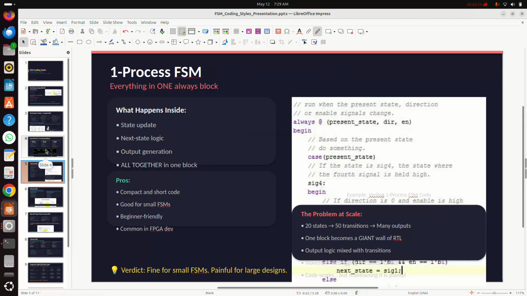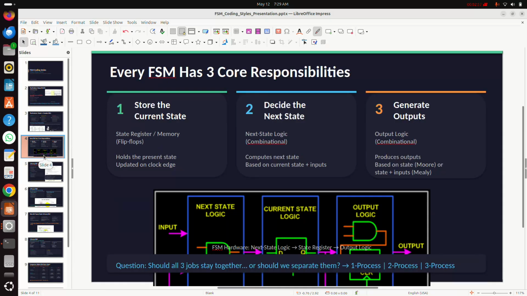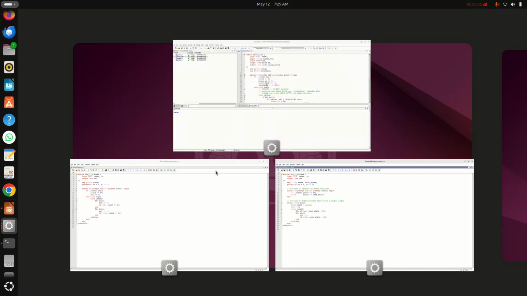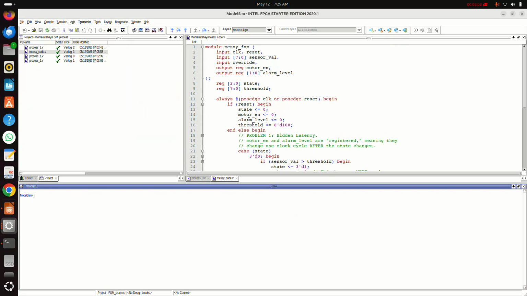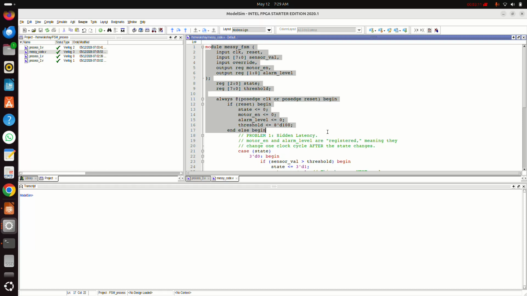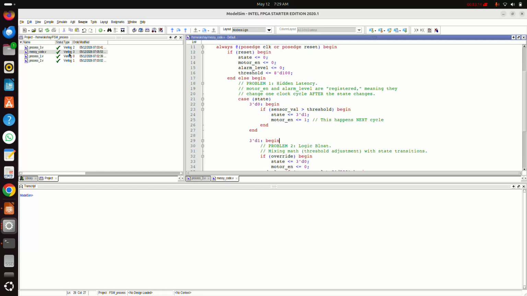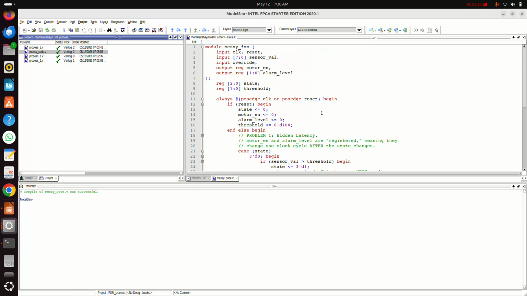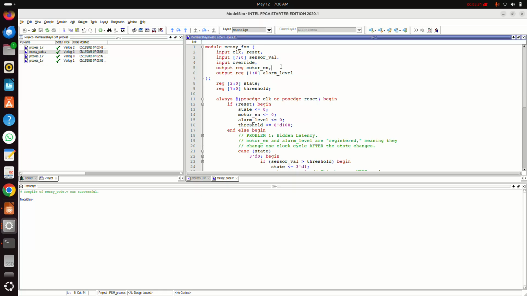There are three types of FSM. Okay, but before that, let us understand the need for these processes. So see this code. This code is 100% workable and compiles. I can show you. Okay, see this, this code is 100% workable. But what is the problem with this code? This is a simple motor code. When the motor turns on, the alarm level and sensor level are defined.